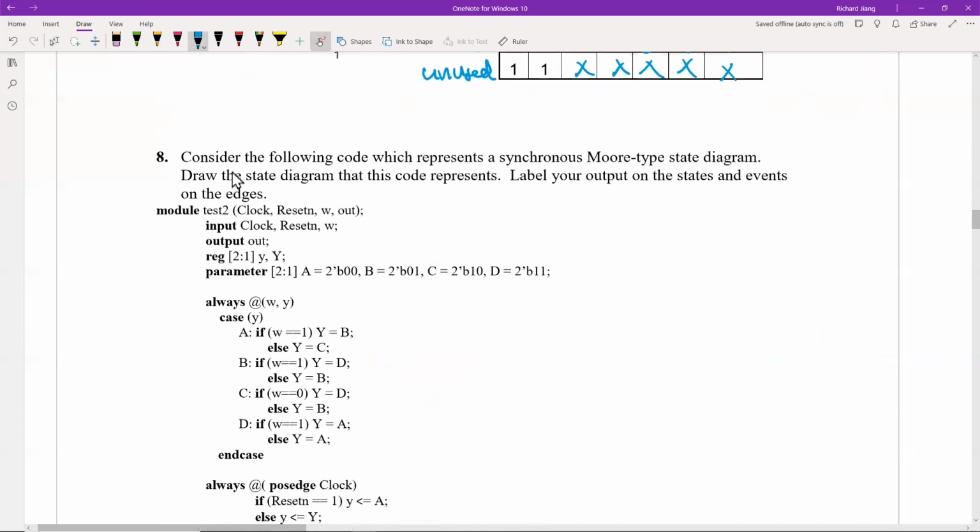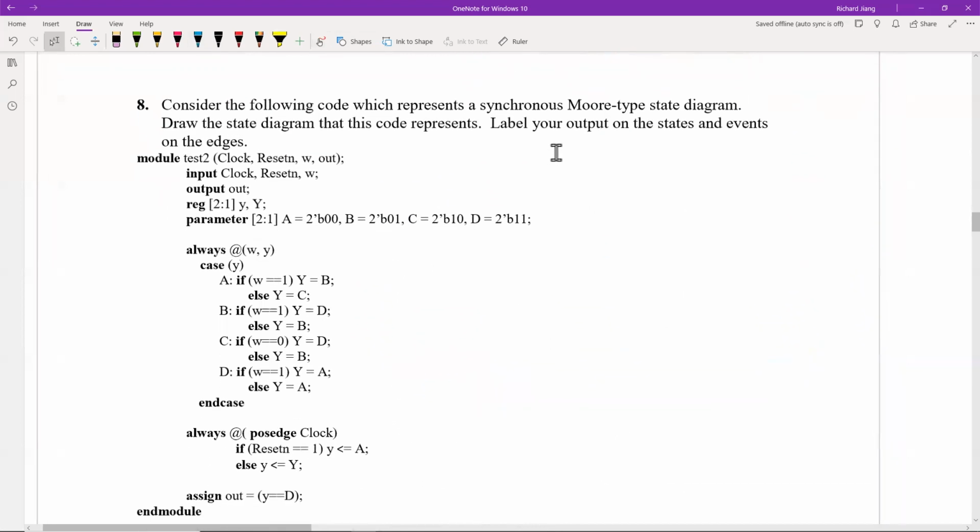All right, here it is. This is one that says draw a state diagram. So we'll get that done now. It says consider the following code, which represents a synchronous Moore type state diagram. Draw the state diagram that this code represents. Label your outputs on the states and events on the edges.